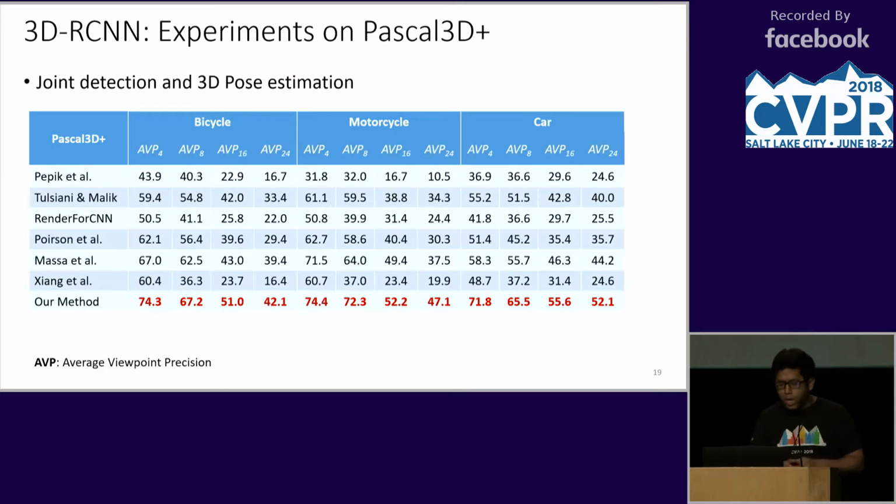So let's look at some of the results. These are results on joint detection and pose estimation on the Pascal 3D dataset. Here we use a metric called average viewpoint precision, which is very similar to the average precision metric for object detection, but additionally the pose needs to be below some threshold. And as you can see, our numbers are normally always more than 10 points above the previous state of the art.